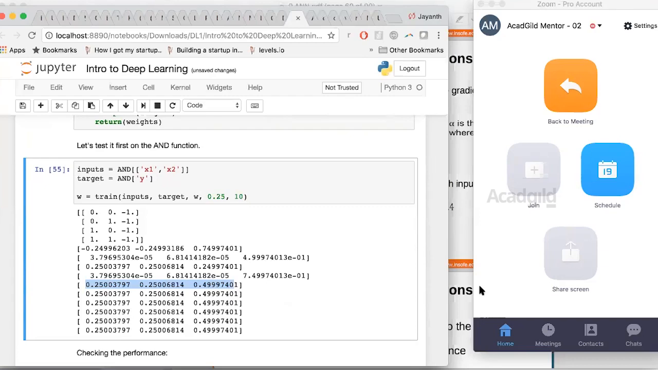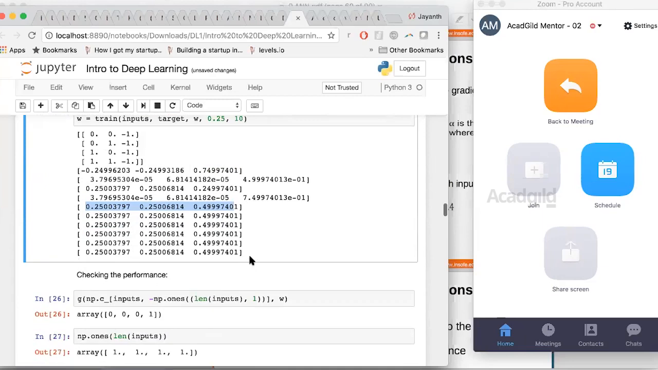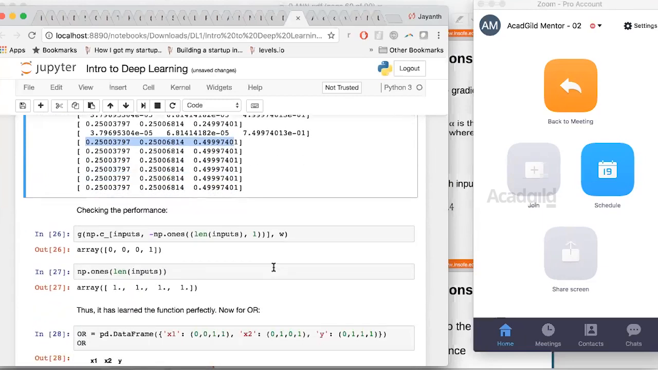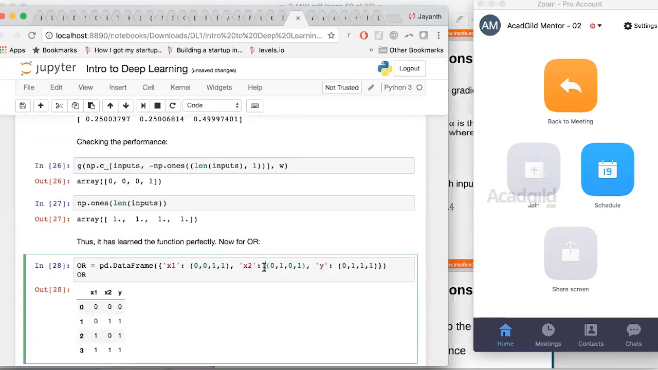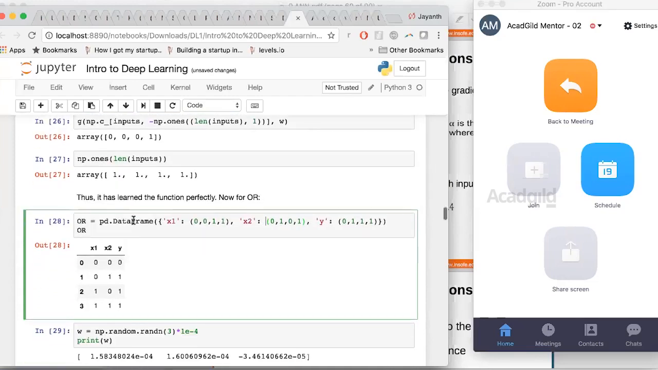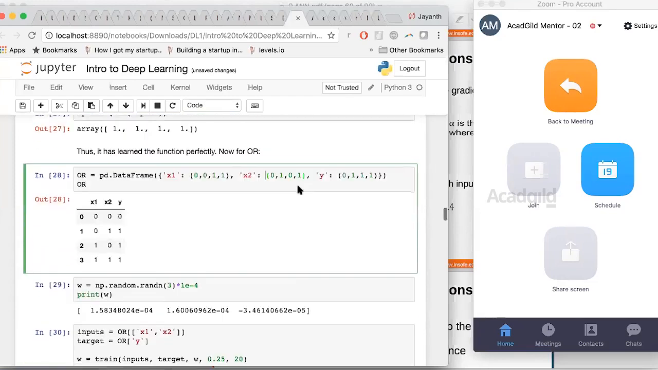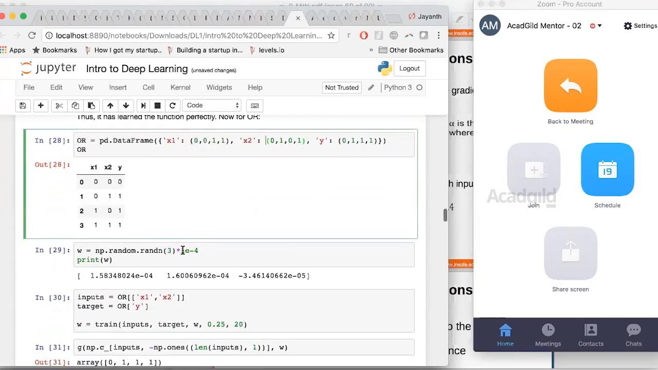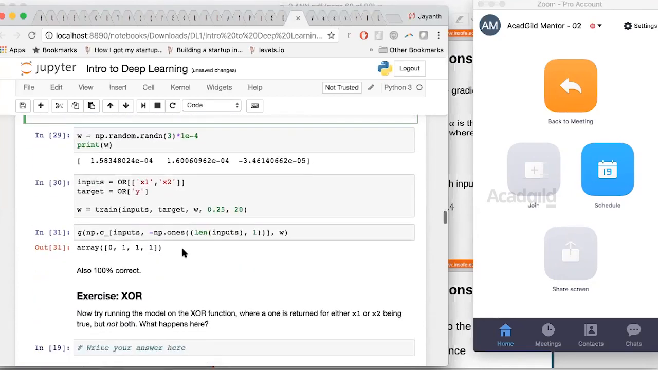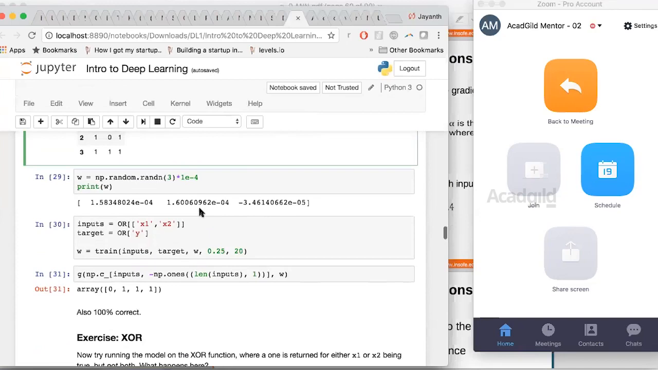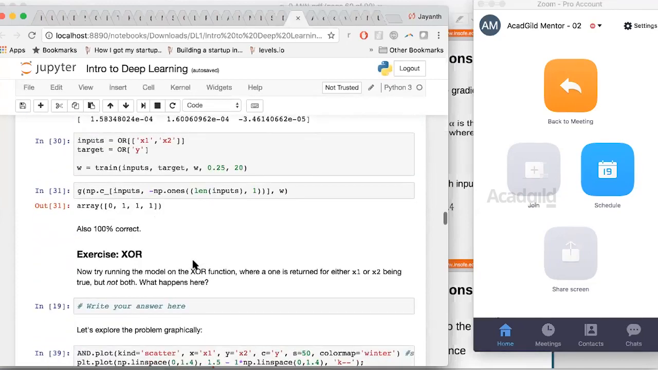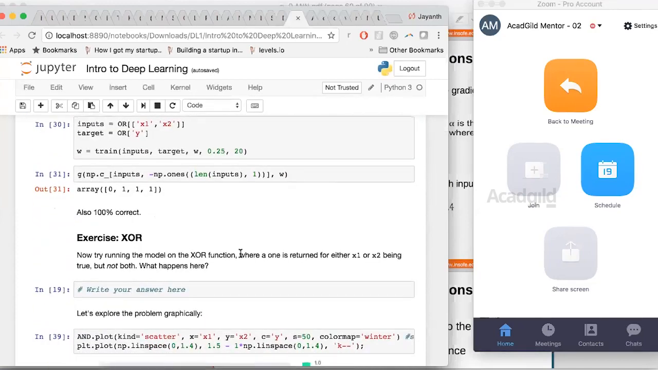Okay. Similarly, OR. So OR is also very similar. You give the inputs and the outputs, and then it will approximate. So we start with random weights and then we go. So I think there's a small exercise you can do, XOR. You can also do other exercises.